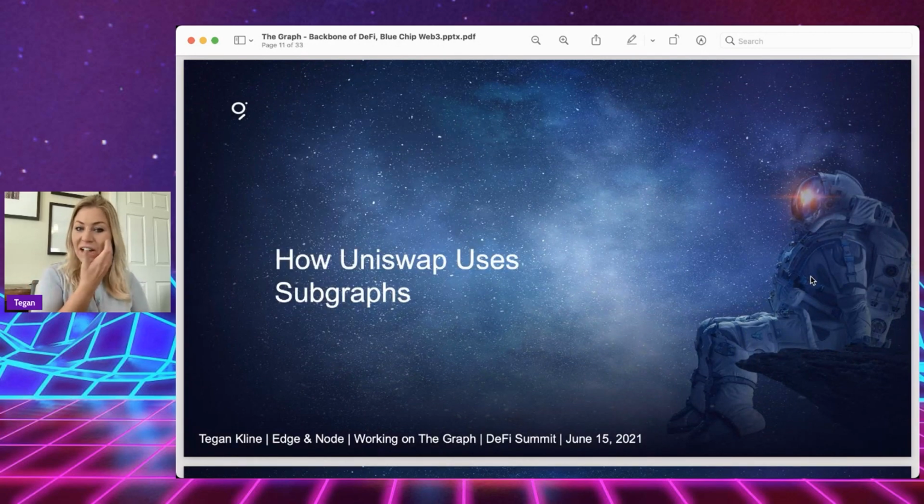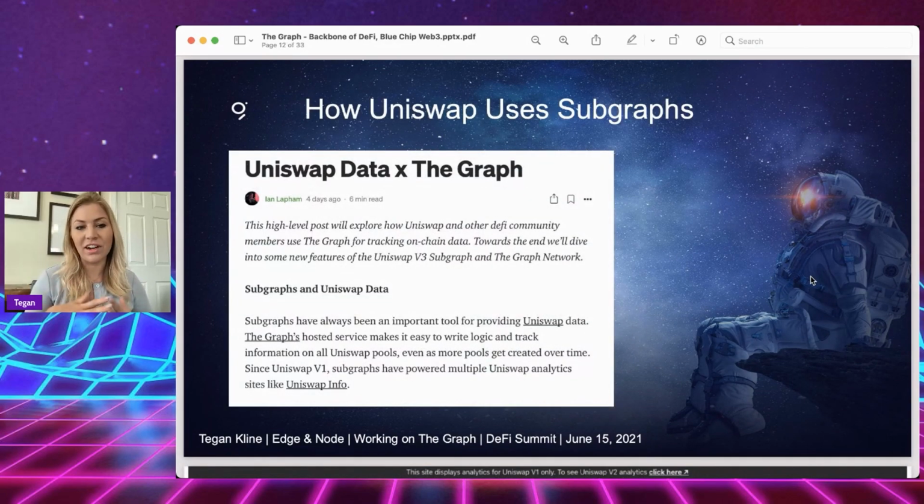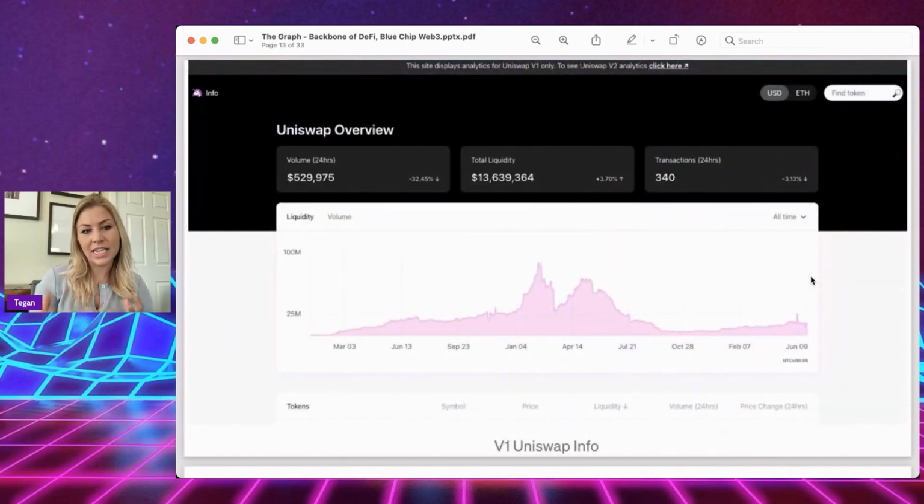One deep dive is how Uniswap uses subgraphs. So Uniswap, for those of you that don't know, is a decentralized exchange. And Ian, one of their developers that focuses on subgraphs at Uniswap, wrote a really great blog post recently on how Uniswap pulls their data from the Graph, from subgraphs. And so you can see here that trade volume, the total liquidity, the number of transactions, all of that is blockchain data that Uniswap uses subgraphs to pull, to then allow us as users of Uniswap to be able to see that data in real time.